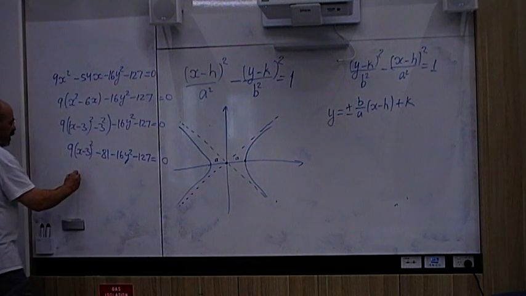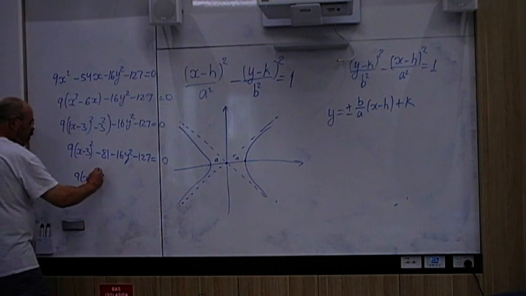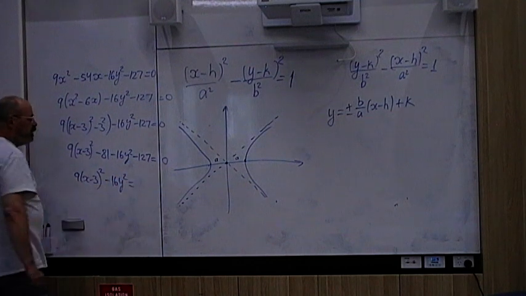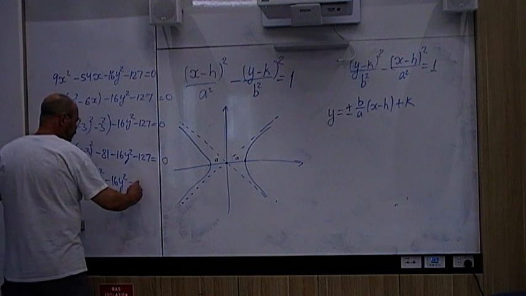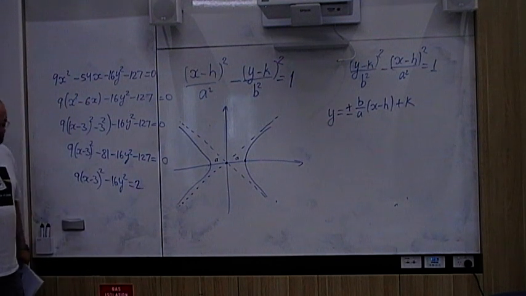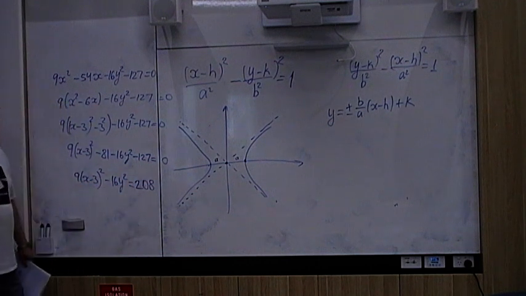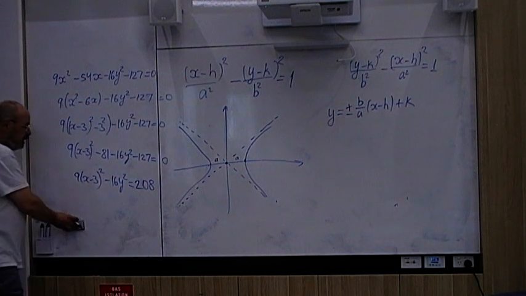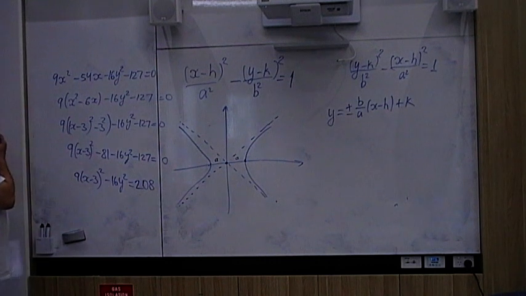So we have 9(x minus 3) squared minus 16y squared equal to 208. Now what's the next step? Divide by 208, and it's not factorizable, is it?